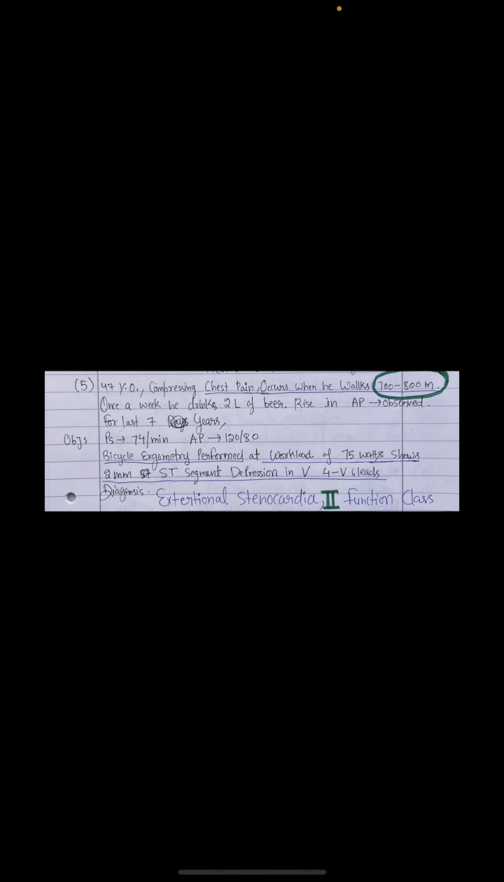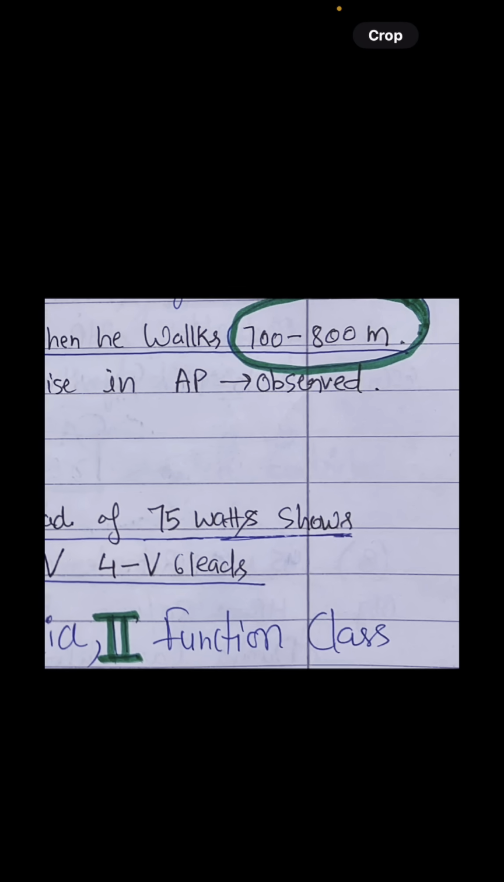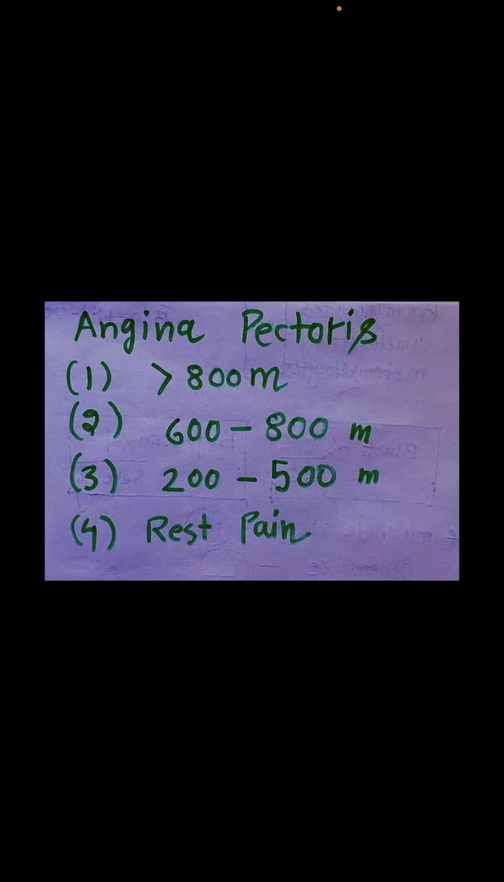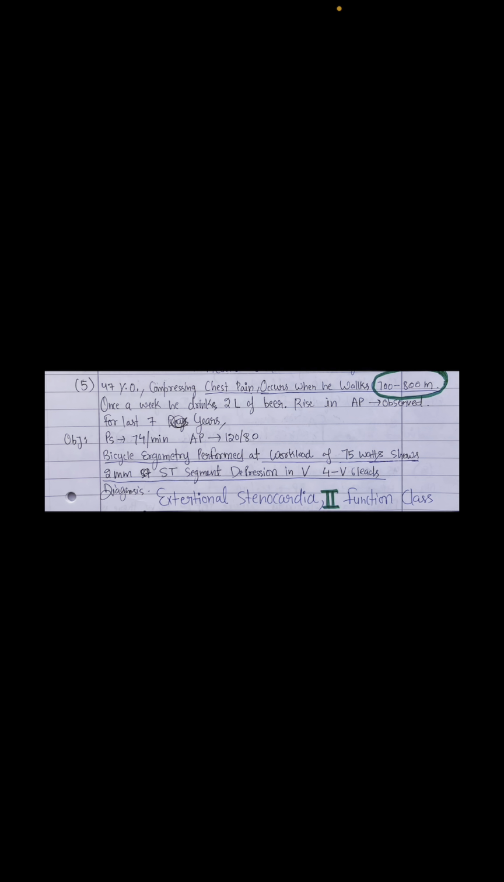Let's see some cases. You can read the whole question as well as the ECG changes, but the main highlighting key factor here is that the patient is able to walk 700 to 800 meters. Remember from the classification, 700 to 800 meters, we are going to class him in the second class. So the closest option is exertional stenocardia, functional class 2. The patient is having chest pain, as told in the introduction portion, and ST segment depression, as we see in angina pectoris cases.